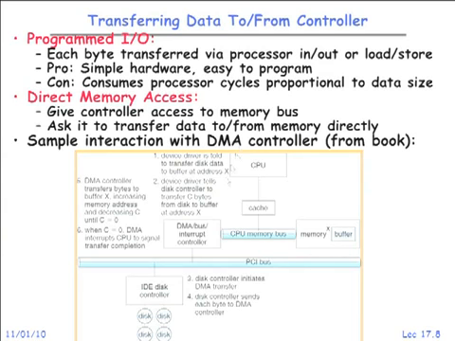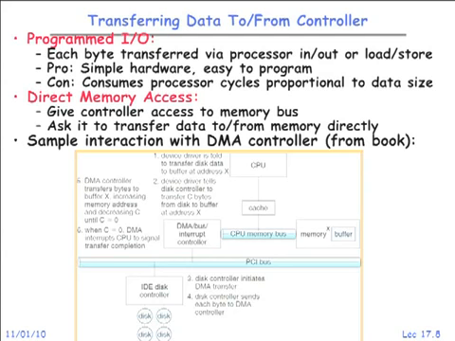DMA, by the way, has been around since the beginning of time, literally. The very first mainframes typically couldn't afford to use CPU cycles to do the individual transfers because the CPU was so slow and precious, you wanted to do other stuff with it. So building a DMA controller was a natural part of that. So DMA's been around a long time. Okay, good. Any questions?